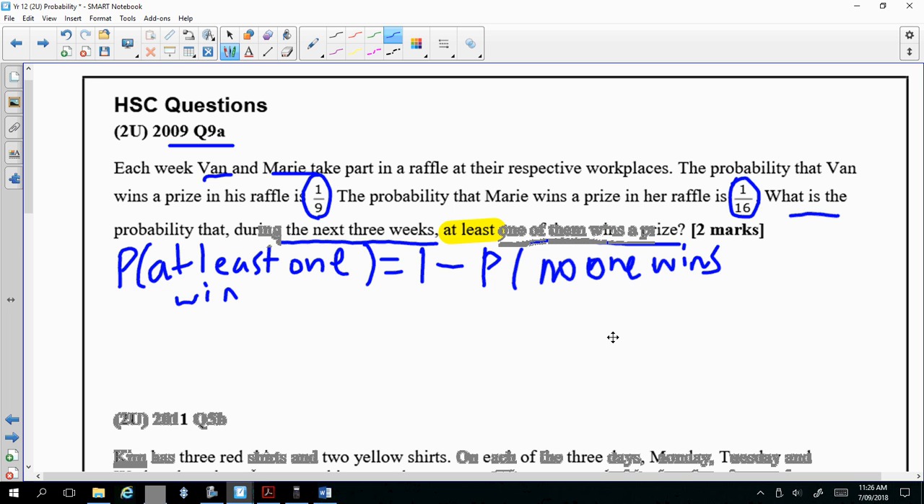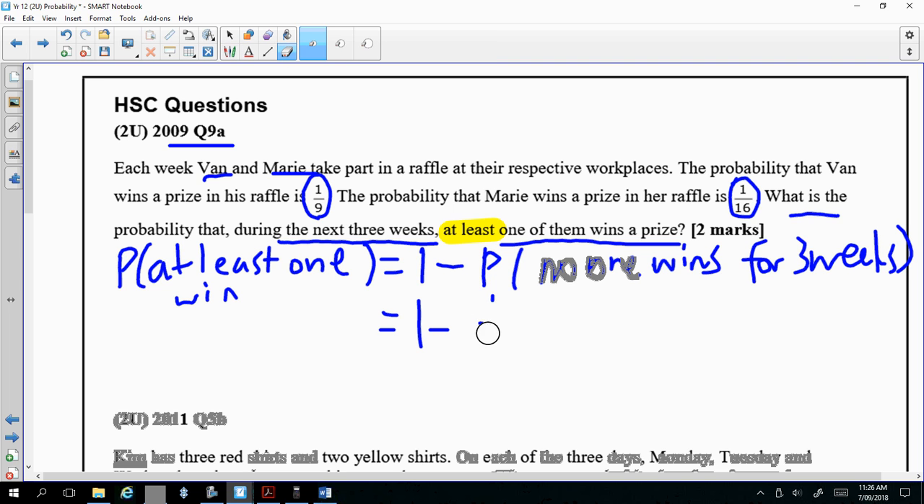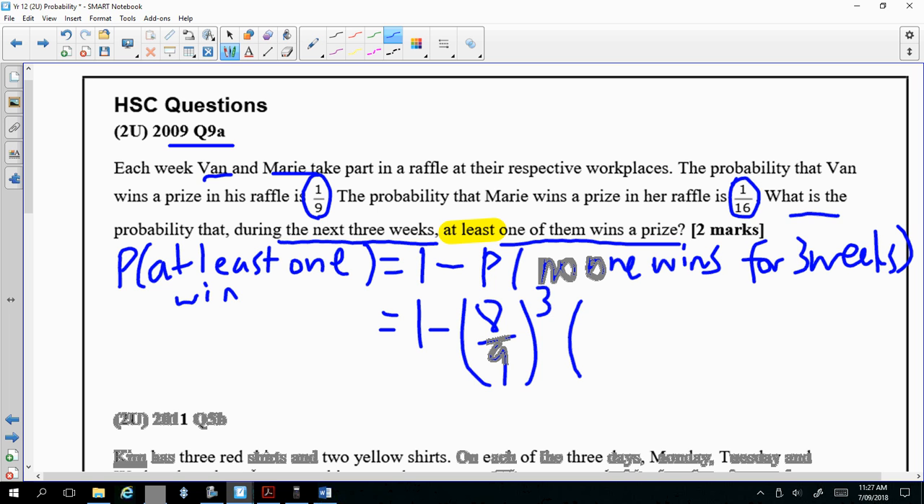That's not very hard. You don't even need a tree diagram. So if they don't win for 3 weeks, Marie will be the complement. Instead of 1 over 9, it will be 8 over 9 for not winning, to the power 3. And Marie will be not winning for 3 weeks. And you multiply them together. Get the idea? So look out for the word at least. Okay, use your calculator.